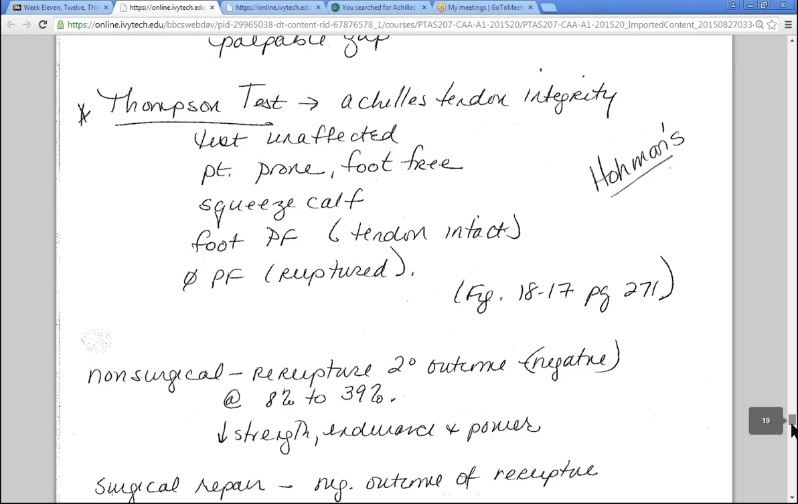The Thompson test was the special test to find out if the Achilles tendon was ruptured. The patient is prone, the foot is free over the edge of the table, and you squeeze the calf. If the foot plantar flexes, then the tendon's intact. If the ankle does not plantar flex, then the Achilles tendon is ruptured. So if you squeeze the calf and there's no plantar flexion at the ankle, it's a positive test for an Achilles tendon rupture.